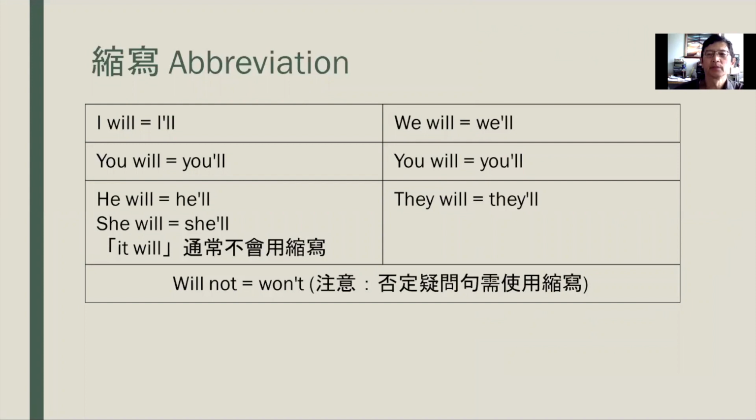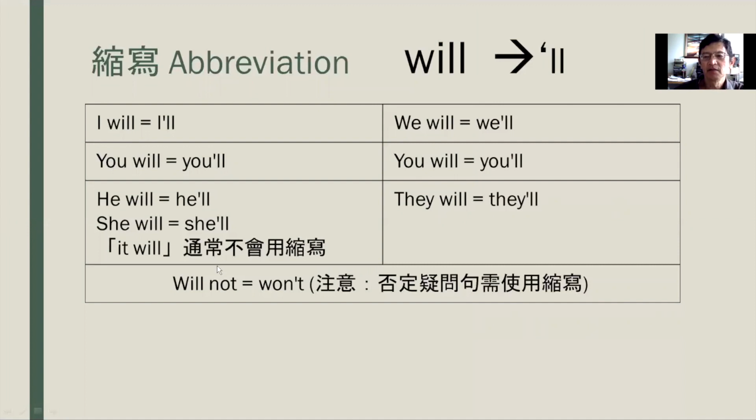A very common abbreviation for the future tense is using apostrophe L-L. So will then becomes apostrophe L-L. In the singular, you can say I will or I'll. You can say you will or you'll. He will becomes he'll. She will becomes she'll. We will, the plurals, will be we'll. You will becomes you'll, same as the singular. They will becomes they'll.